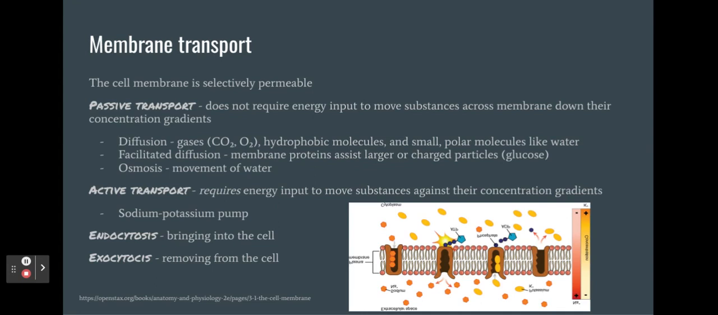Alternatively, active transport requires an input of energy to move substances against their concentration gradients. Finally, endocytosis and exocytosis move substances into or out of a cell using membrane-bound vesicles.